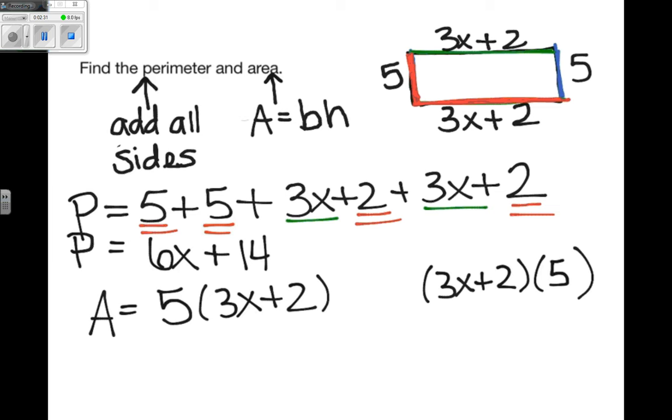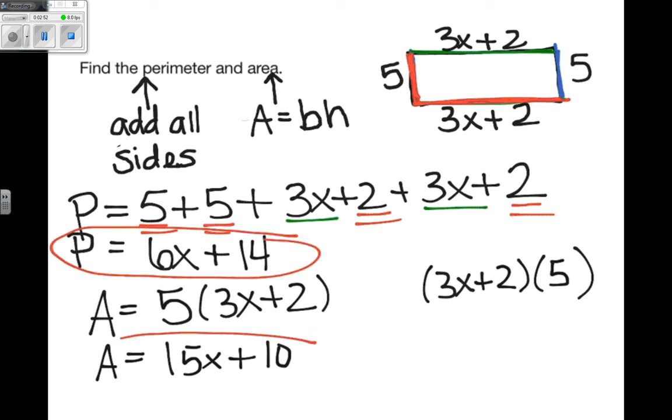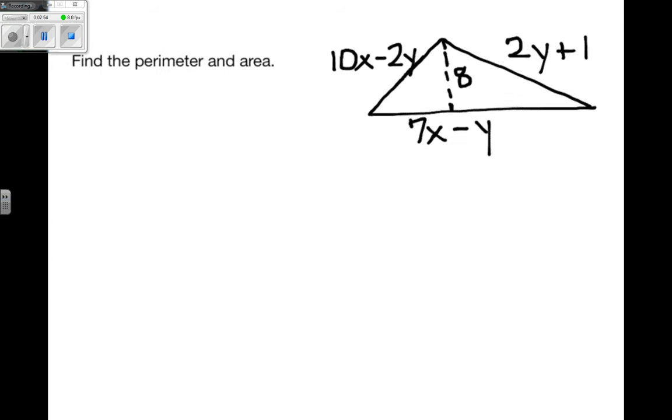Either way, we're going to have to use the distributive property here to simplify and find the area of this rectangle. So let's do that. Let's distribute our 5. So the area of this rectangle would be 15x plus 10. And we have done it. We found the perimeter of this rectangle, and we have found the area of this rectangle.